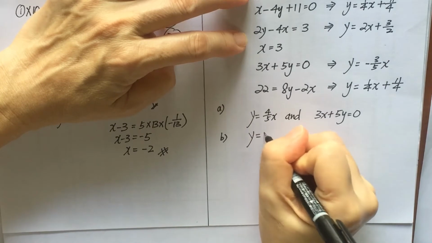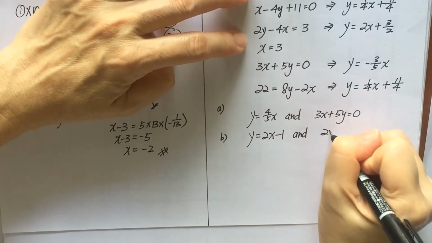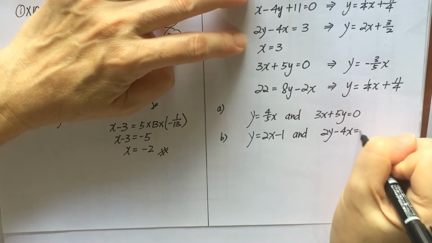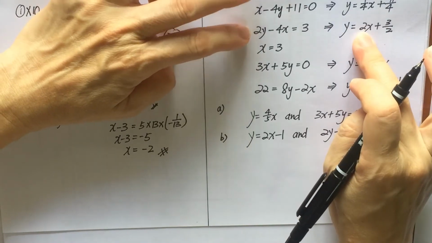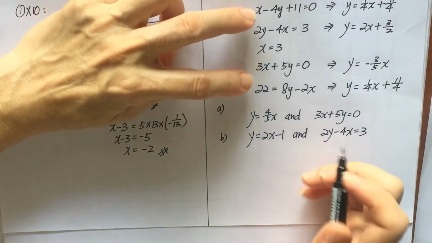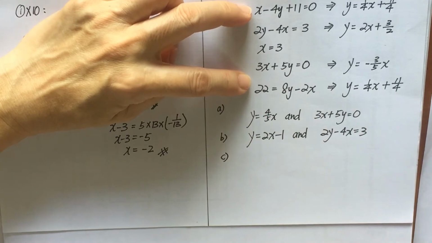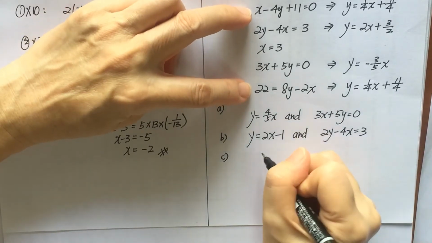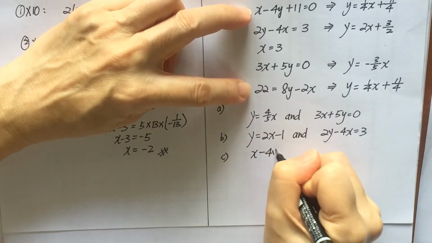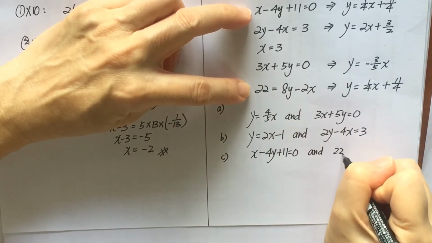So y equals to 2x minus 1, and also the other one is 2y minus 4x equals to 3. So which is this line? So these two lines are parallel because their y-intercepts are not the same. Okay, and then the next part is to find equations which have infinitely many solutions. So infinitely many solutions will be this equation, okay, and this equation.